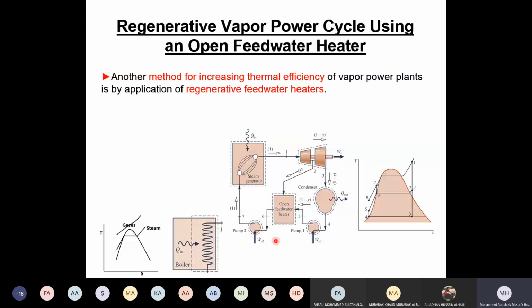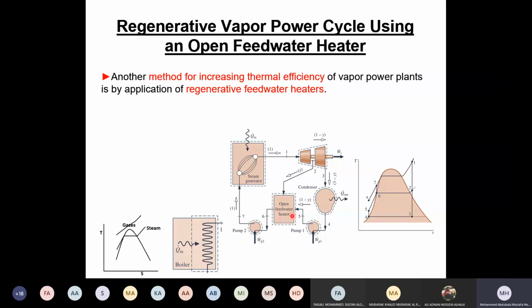Okay, why do we want to increase the temperature of the water before going to the boiler? The water comes here at state 4 from the condenser. In the simple cycle, we take it right away and pump it to the boiler. Now what we are going to do here is heat it in what we call the feed water heater, and then pass it to the boiler.